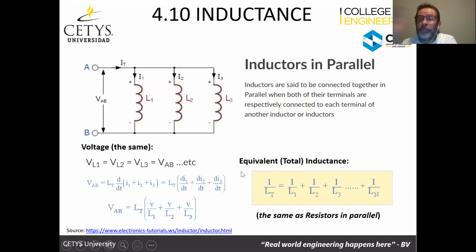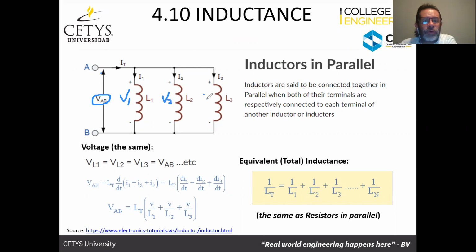Parallel. Parallel inductors behave exactly the same as parallel resistors, like we've already seen. So now I've got a parallel circuit. I've got 3 inductors connected in parallel, with a voltage going across the inductors. It's called VAB. Because it's a parallel connection, the voltage in 1, the voltage in 2 and the voltage in 3 all have to be the same and the same as the total voltage, which is exactly what we have here.